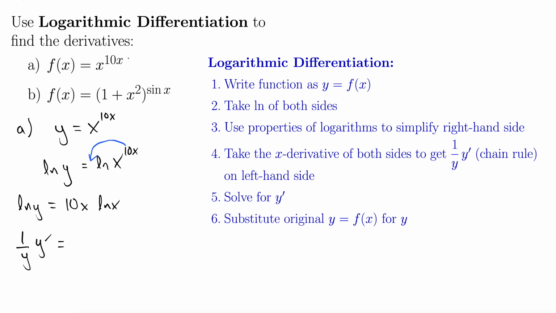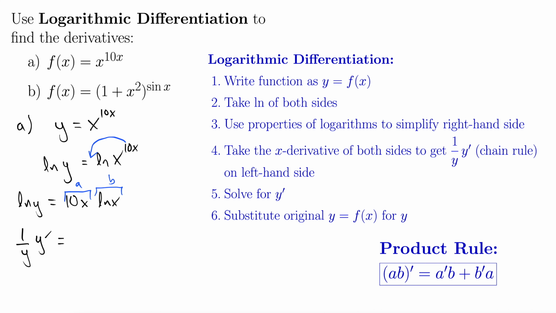Equals, here we'll use the product rule. Recall from the product rule that the derivative of ab is a prime b plus b prime a. So a prime, the derivative of 10x, is 10 times b, natural log x, plus b prime, the derivative of natural log, is 1 over x times a, 10x. Oh, look, we have a little bit of cancellation here too. Those x's cancel.